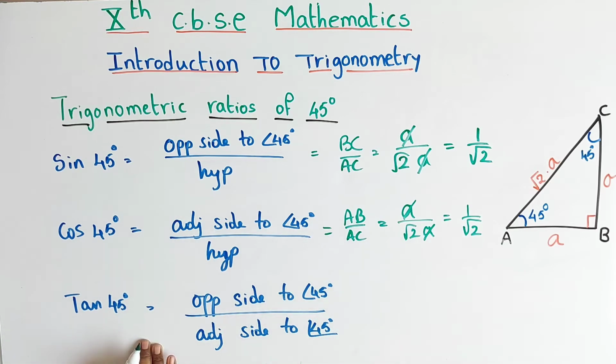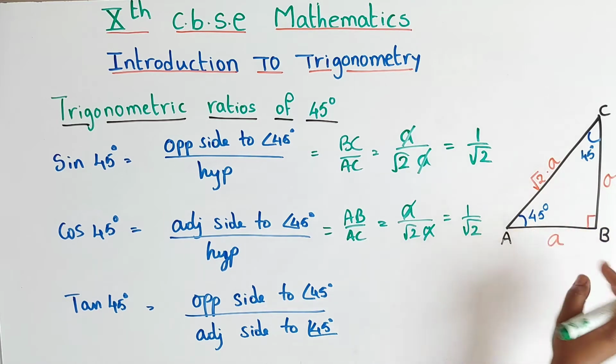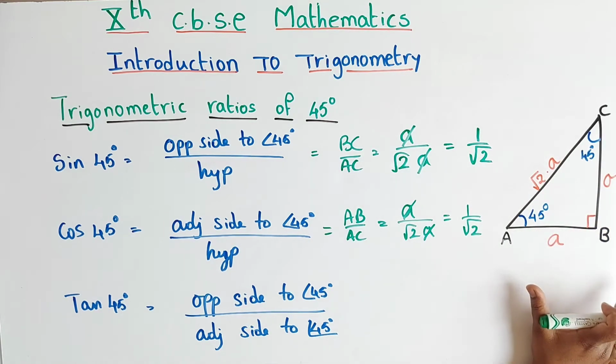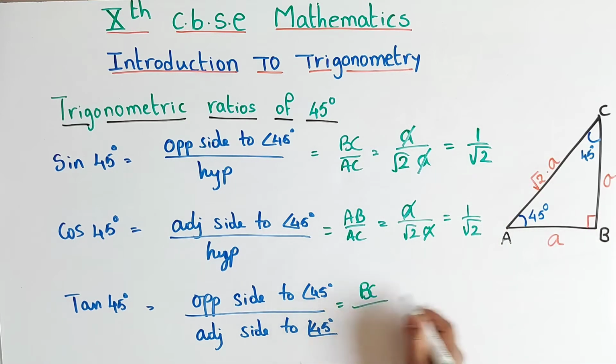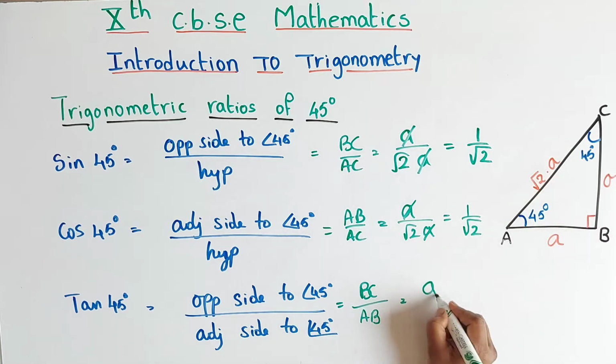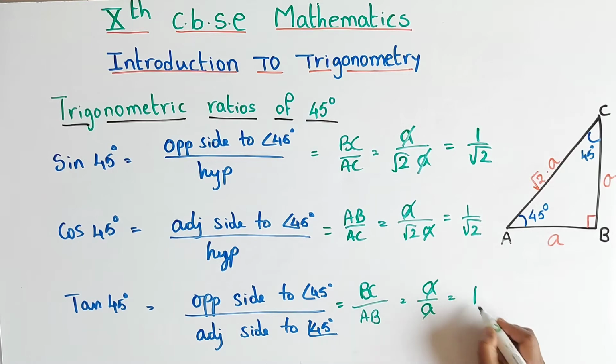Now tan 45 degrees. Opposite side to 45 degrees divided by adjacent side to 45 degrees. You know opposite and adjacent sides, right? So that is BC by AB. Correct children? So BC equal to a, AB equal to small a again. So a and a will get cancelled. 1 is the answer. So tan 45 equal to 1. Now tell me cosecant, secant and cot 45 degrees. It is exactly the reciprocals of these ratios.